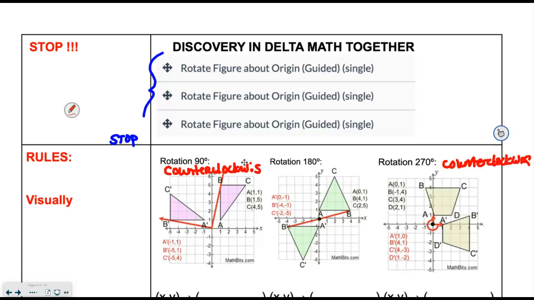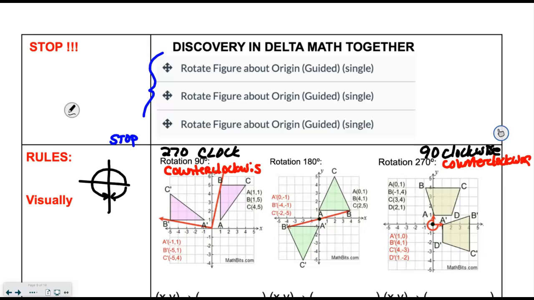But a couple things to note: if you go 90 degrees against the clock, it's the same as going 270 with the clock. So this would also be called a 270 clockwise. Similarly, with the one on the end over there, if I did 270 degrees against the clock, the same turn could have been done going 90 with the clock. So this is also called 90 clockwise. They mean the same thing.